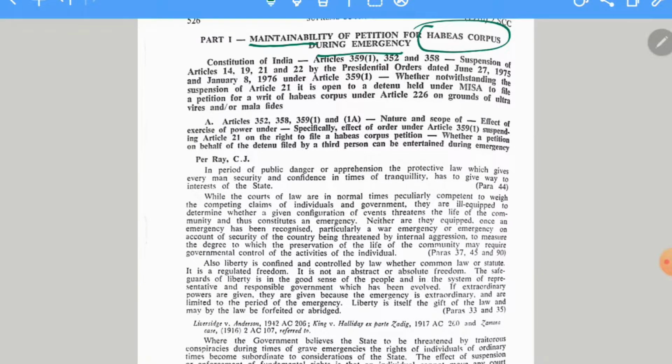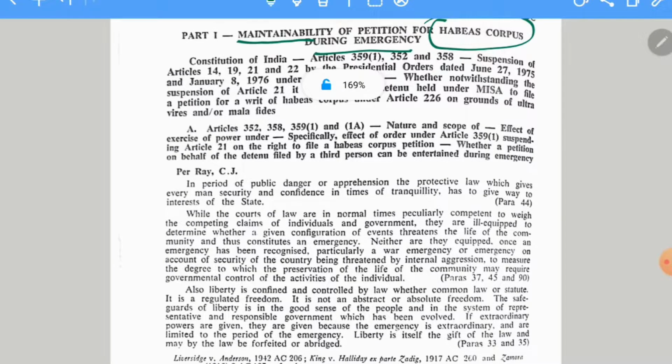So you can see here, if you read these catchwords which are in the black letters, Article 359 was involved, 352 and 358 were involved, and the issue here was about the suspension of Articles 14, 19, 21, 22. And the question here was whether, during this time when the emergency has been imposed, the detainee can file a petition of habeas corpus. So that was the question here. So this is the way you can find that there are some basic issues which are involved here.